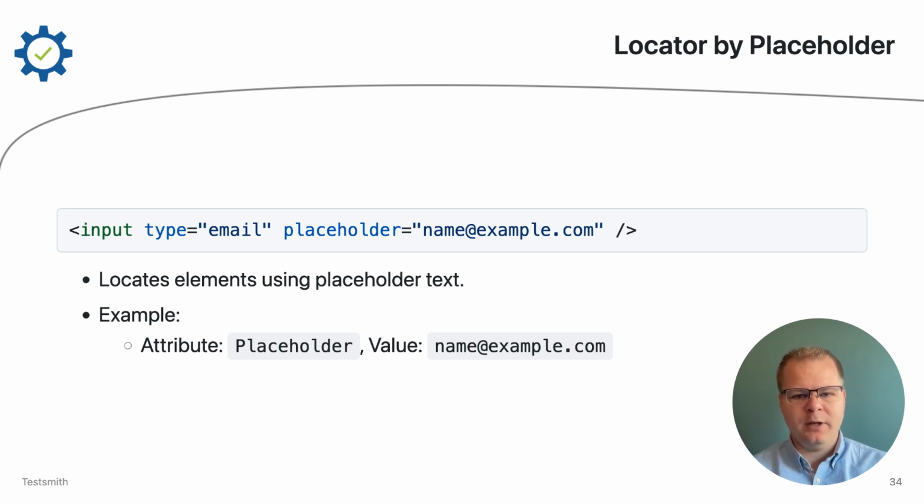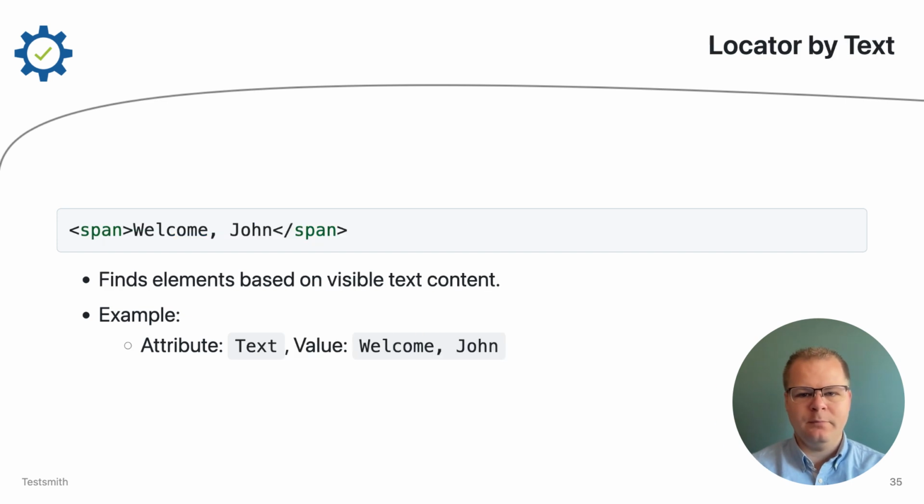You can also locate elements using the Placeholder attribute. Placeholders provide helpful text inside input fields, which are shown before a user enters text. For instance, an email input field with the placeholder name@example.com can be located with the attribute placeholder and value name@example.com. This is a simple way to identify input fields based on the text users see inside them.